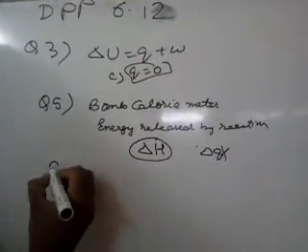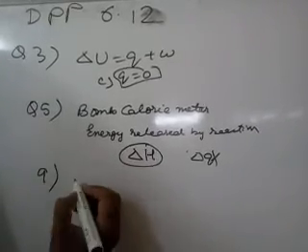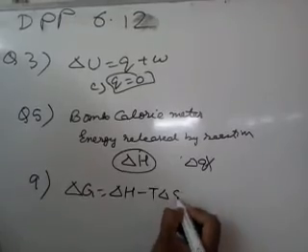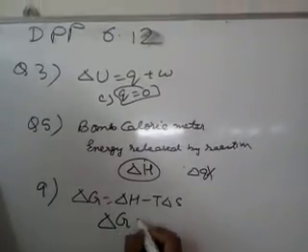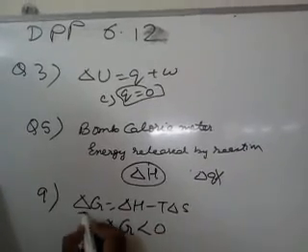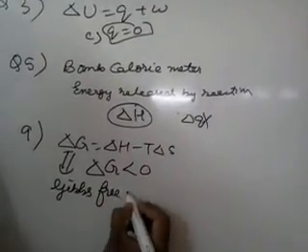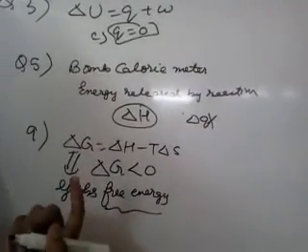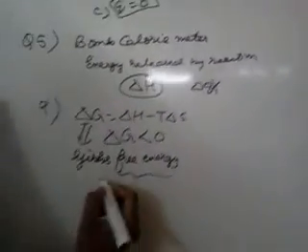Moving to question number 9. A spontaneous change is one in which the system suffers, delta G equal to delta H minus T delta S. As we all know, a particular process will be spontaneous if delta G is less than 0. And delta G, which is the Gibbs free energy, often is spoken of as only free energy. So a spontaneous process would be the one in which the free energy change will be lowered, or lowering of free energy, the C option.